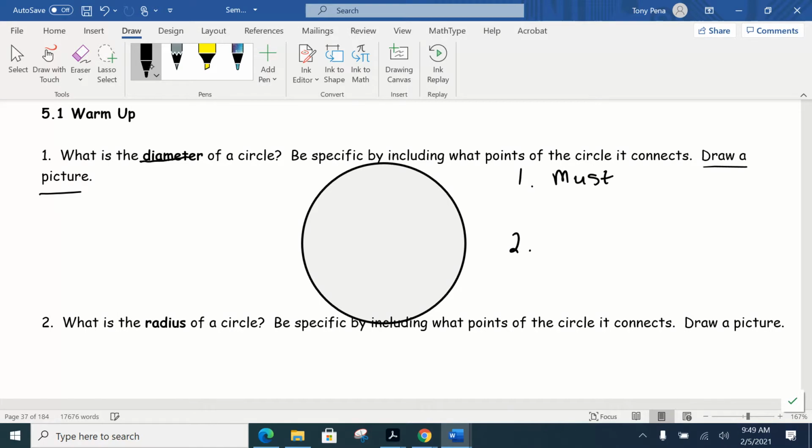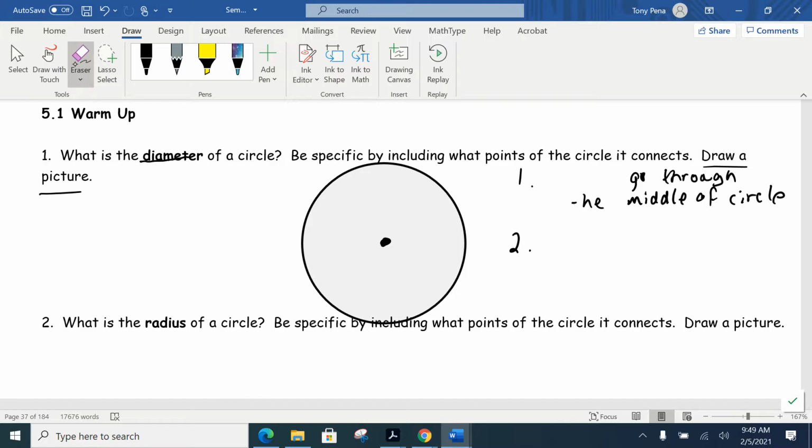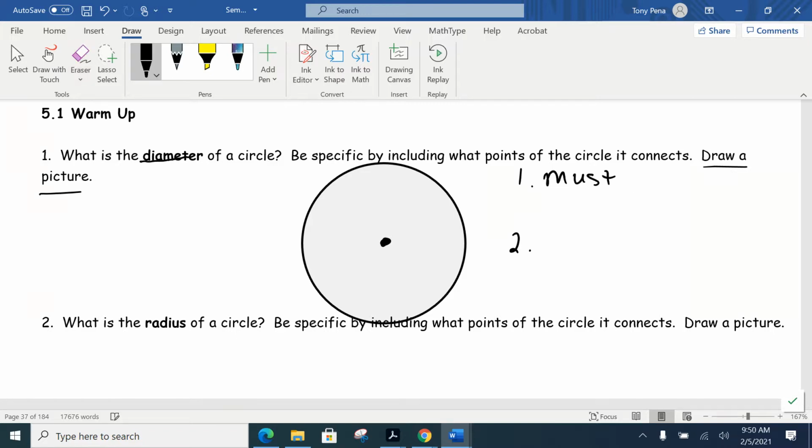So here's what Ahmed said. He says you must go through the middle of the circle. That's what he said in his words, and I like that. The middle of our circle, when we start talking about it, we say that's the center of our circle. So we must pass through the center of our circle. If you look at the one that you drew, if you don't go through the center, that's not a diameter.